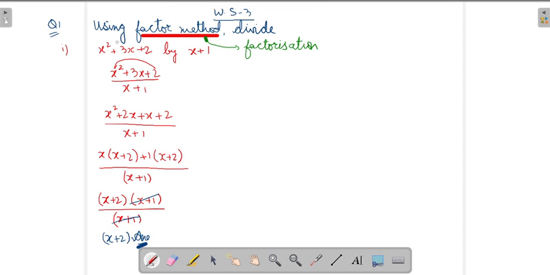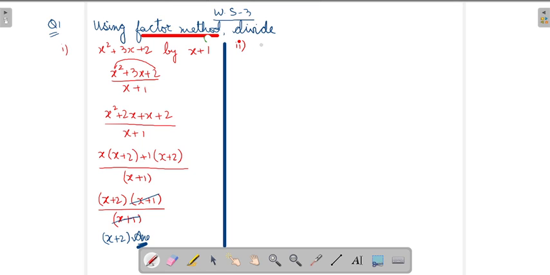This question you can do with the division also, but here it is written that by using factor method you have to do it. So here you will apply the factor method only, that is factorization. So by using factorization only you have to do the question. So be careful while doing the questions. Now let's go for the second part. Same procedure we will follow.